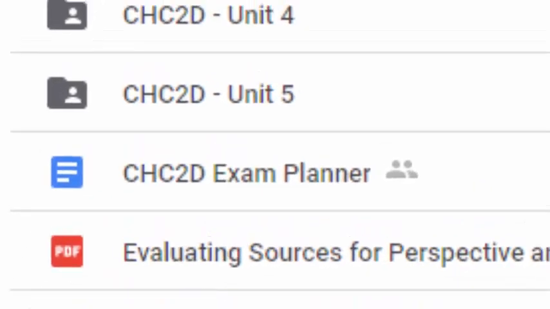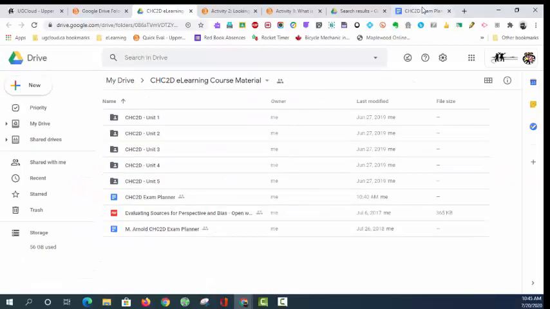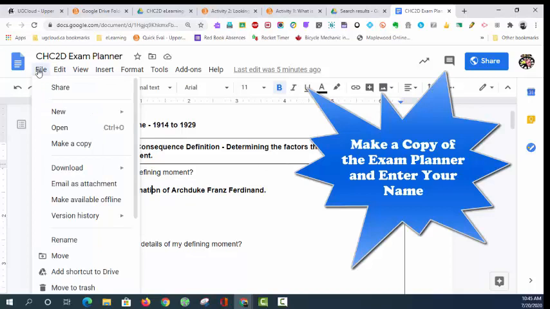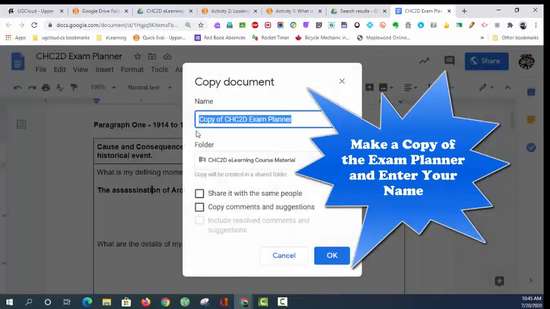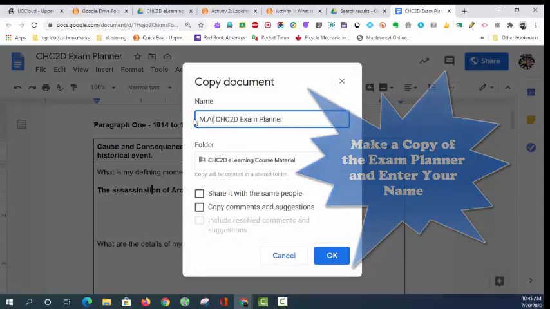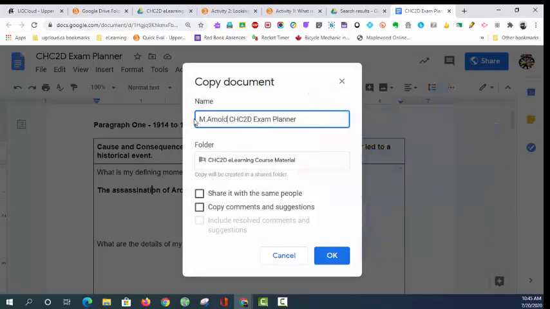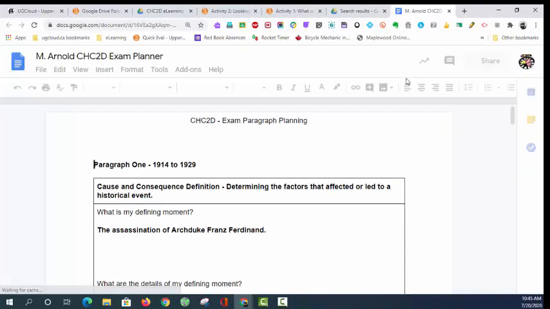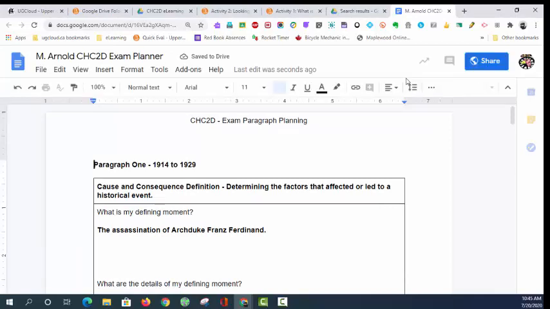Once you open the exam planner, you will find a document that looks like this. What I would like you to do then is make a copy of the exam planner and please add your name to the exam planner. Once you have made your own copy, you can begin to plan for your final exam.